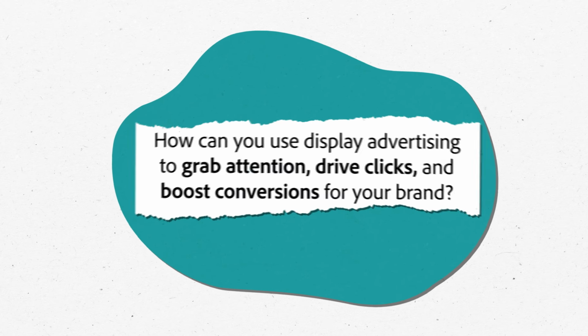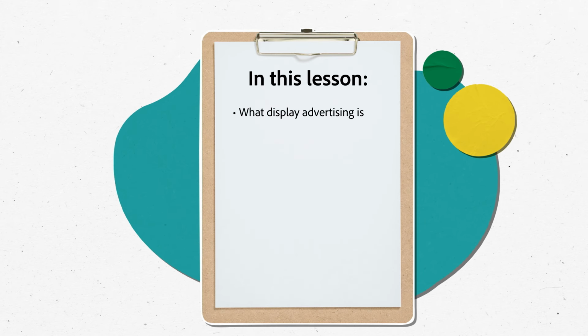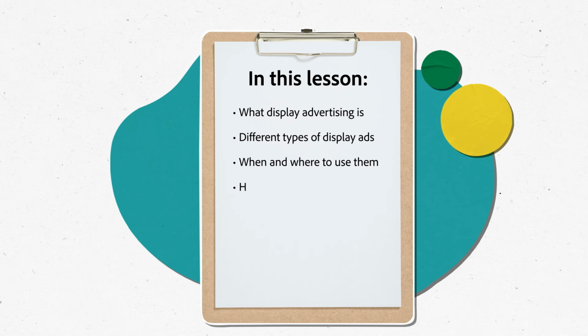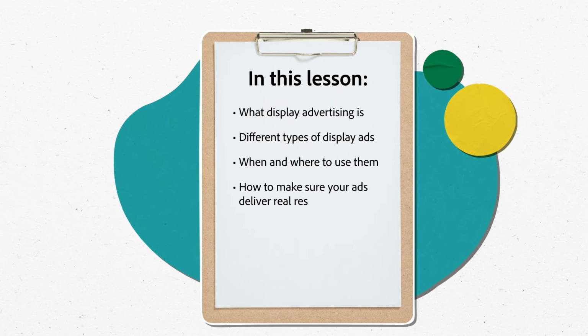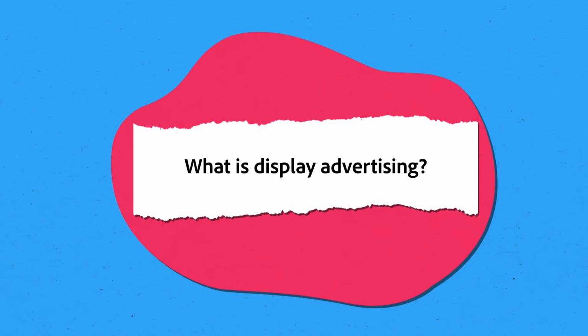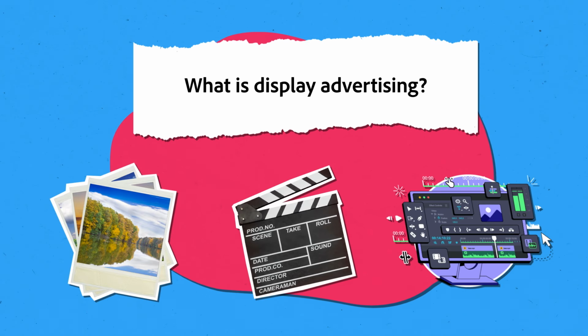But here's the real question: how can you use display advertising to grab attention, drive clicks, and boost conversions for your brand? In this lesson, we're diving into what display advertising is, the different types of display ads, when and where to use them, and how to make sure your ads deliver real results. What is display advertising? It's a form of online paid advertising where visuals like images, videos, or animations are used to promote a product, service, or message.